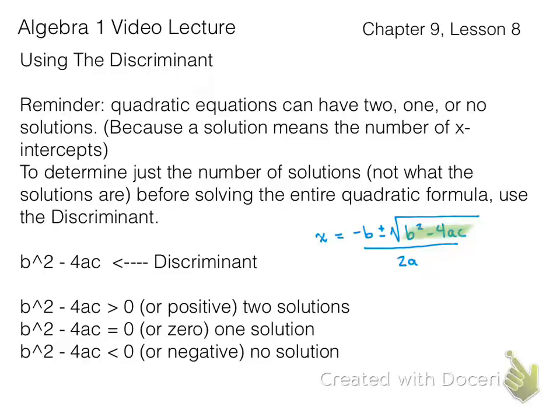It's that. So if you have the quadratic formula memorized, you have the discriminant memorized, because the discriminant is basically the radicand, and the radicand is the stuff inside of a square root, which we're going to talk about a lot more in Chapter 10.